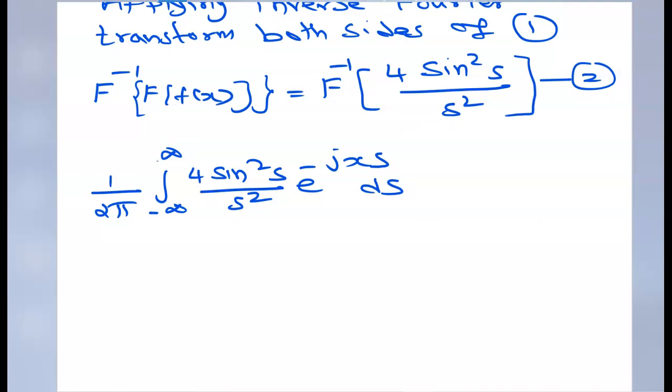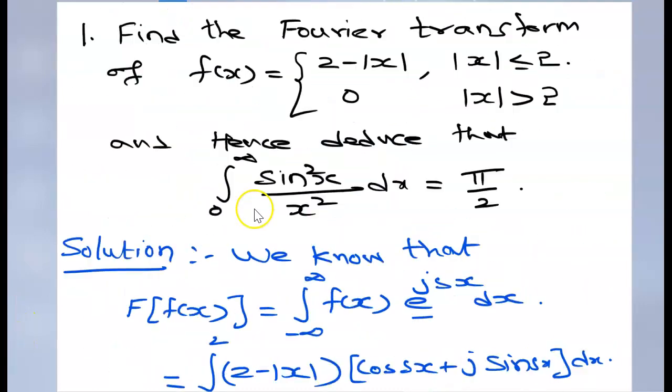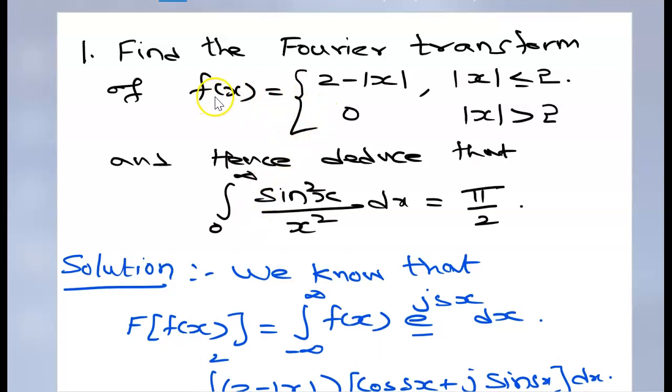So this is what we have, and this side I am concentrating on, F inverse of F of x. What do you get by that? This is equal to f of x. I hope you know what f of x is. Let me go back to the problem. Small f of x is the given function, 2 minus modulus of x.